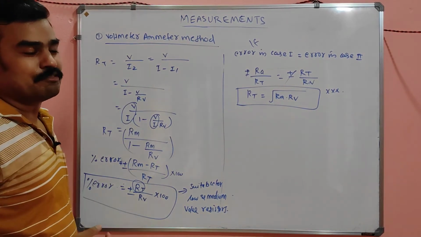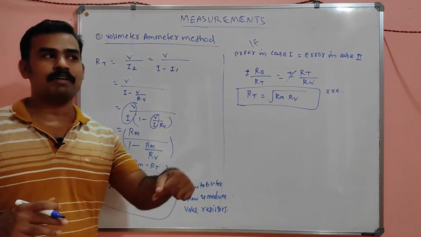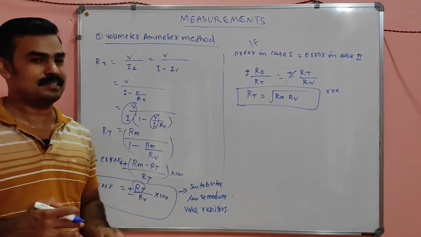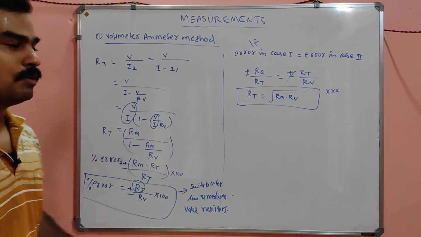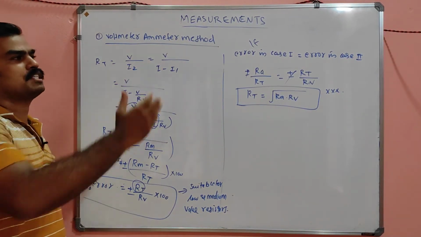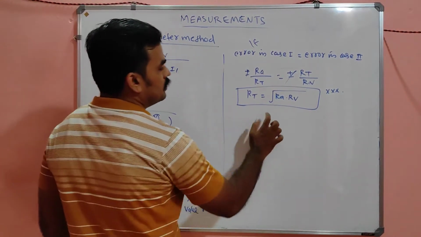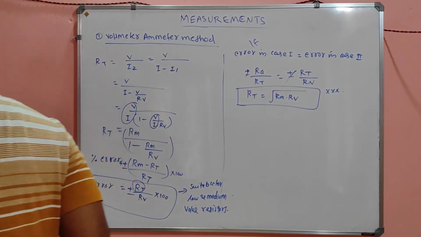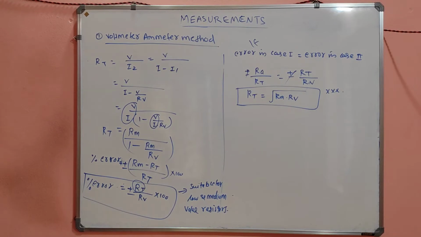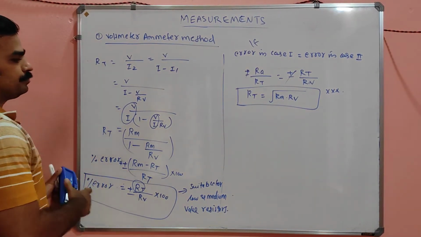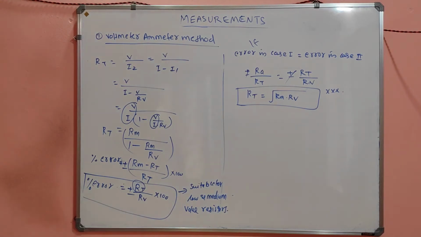Because both meters are different, right? One having a low value of resistance, another having a very high value of resistance. So it will not be the same. So if both the errors are the same, then this equation can be easily applicable. Is it clear, my dears? Is there any doubt?